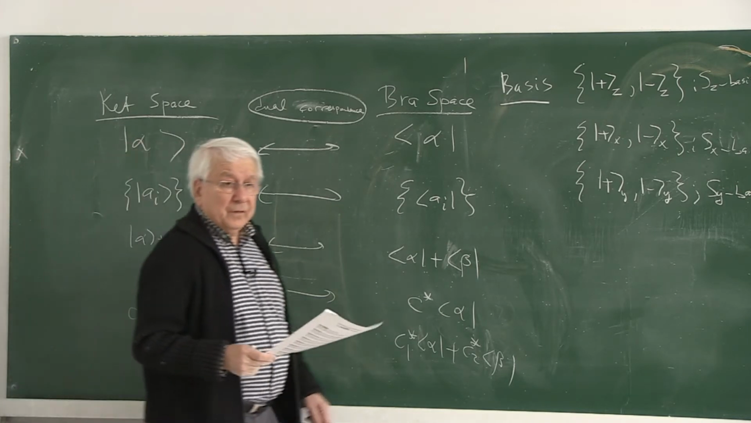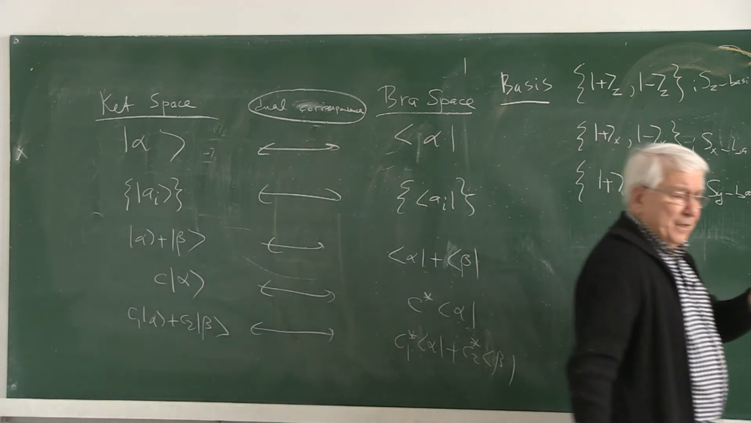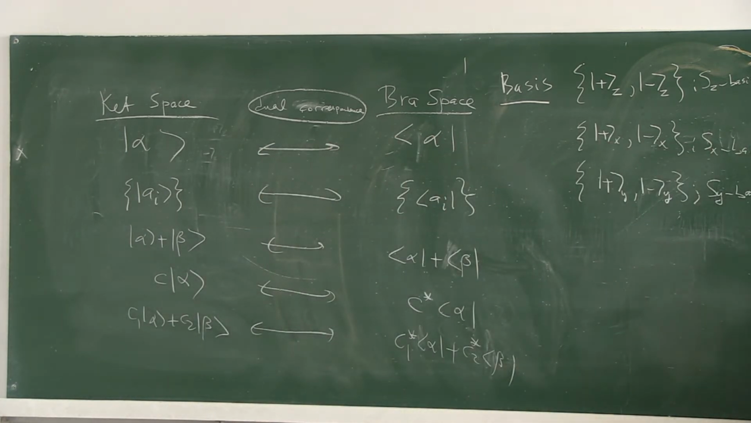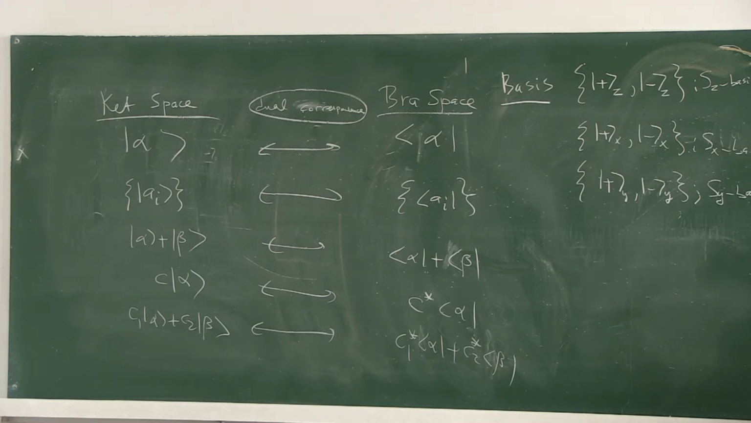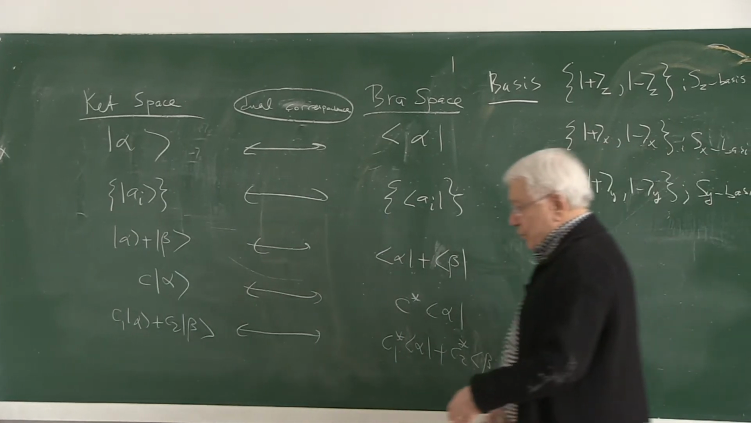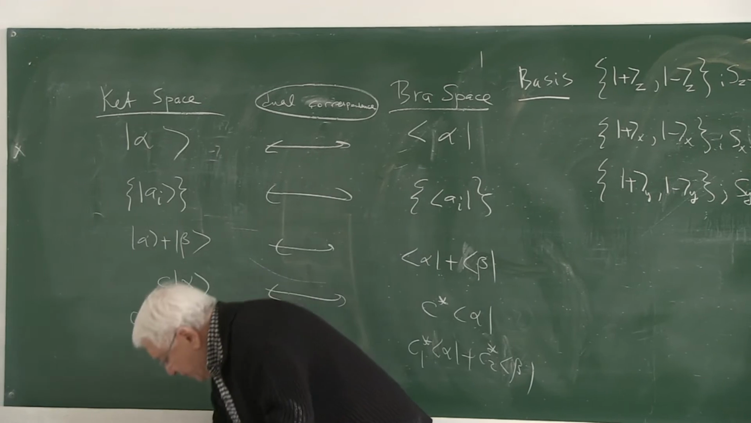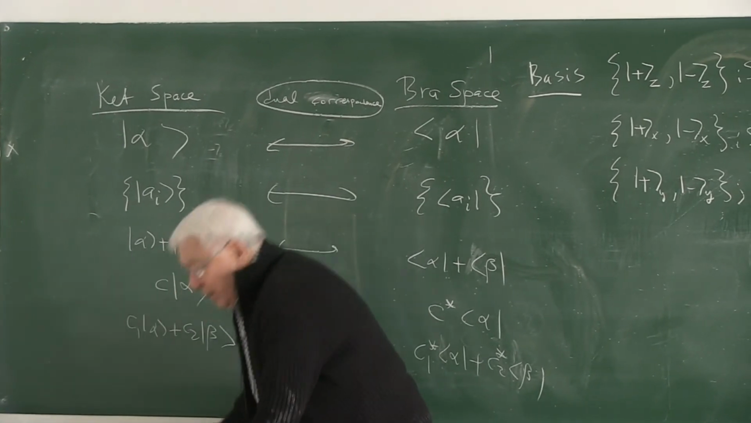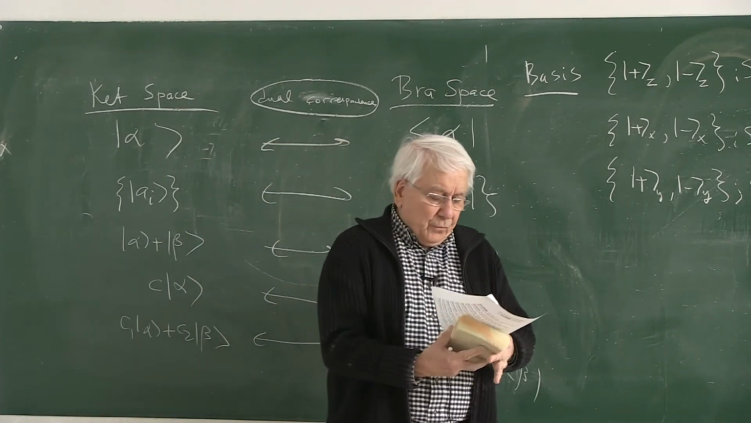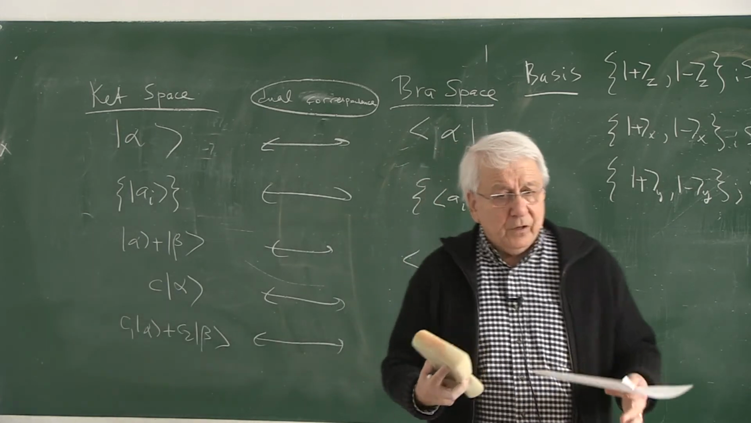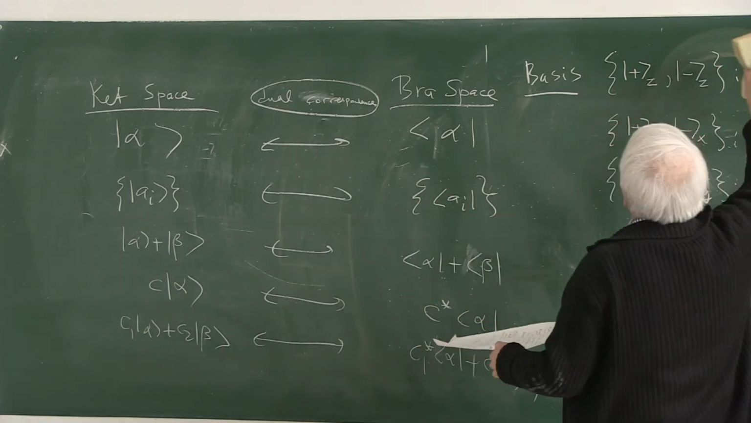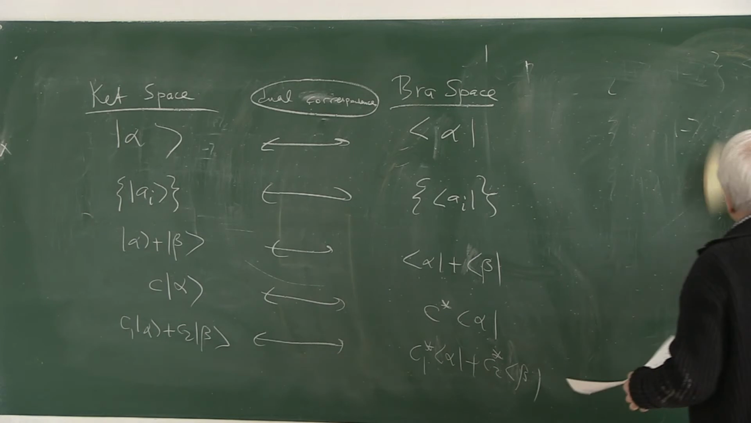Okay, that is the relationship between the cat space and the bra space. This is a complex vector space in its own right. That's another complex space in its own right. So we have to now introduce structures. There are several structures that we are going to introduce. The first one is the inner product of a bra and cat.